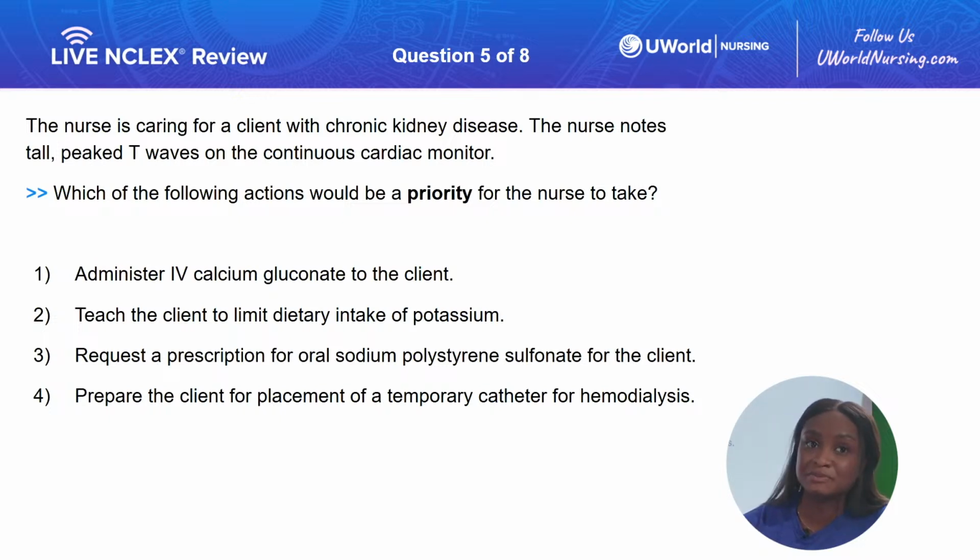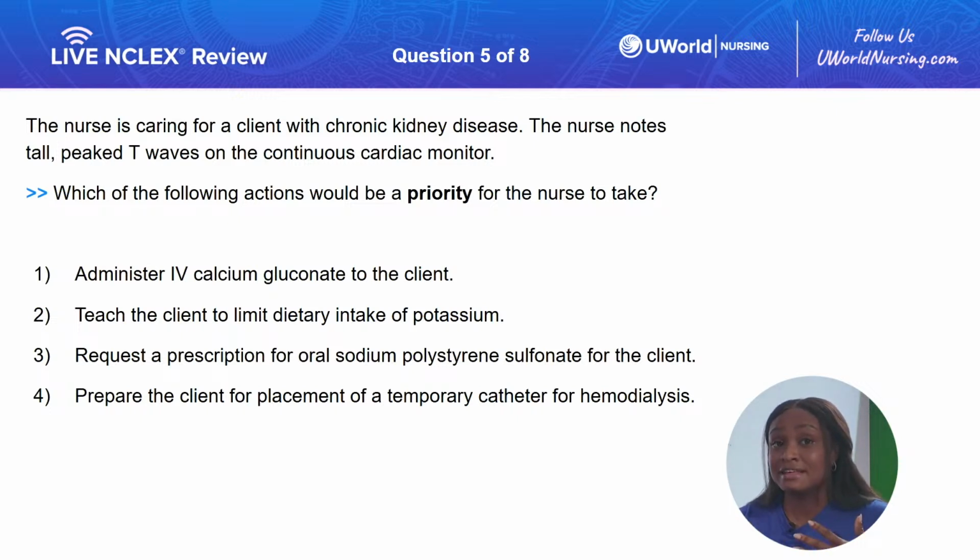Option 3, request a prescription for oral sodium polystyrene sulfonate for the client. And option 4, prepare the client for placement of a temporary catheter for hemodialysis. Let me know what you guys think would be the answer for this one. Again, priority. Priority. Which one would you do first?